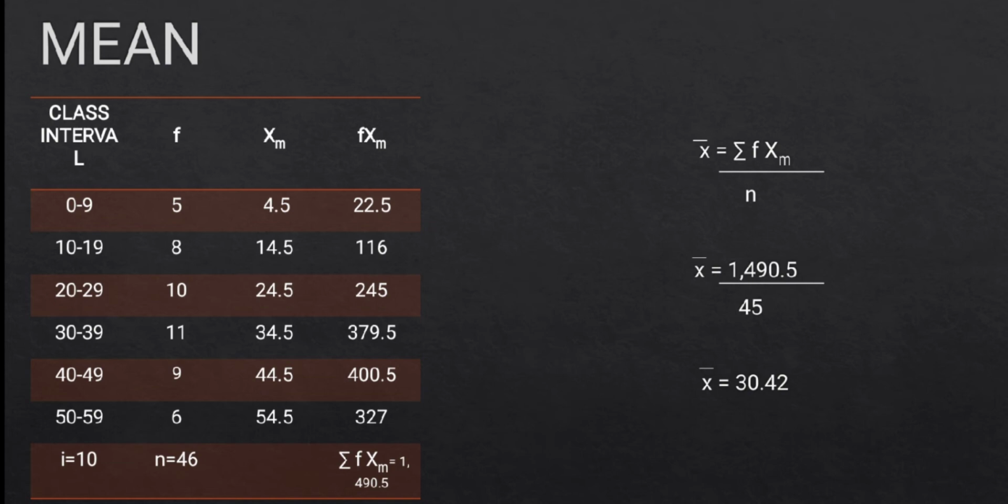As you can see here, 1490.5 is the summation of the frequency multiplied by the class mark. Hence, it is our numerator. 49 is the total number of respondents, so it will be our denominator. This will give us the equation of 1490.5 divided by 49, which equals 30.42. Therefore, 30.42 is our computed mean. This answer reveals that the average proposed length of recess is 30.42 or simply 30 minutes.